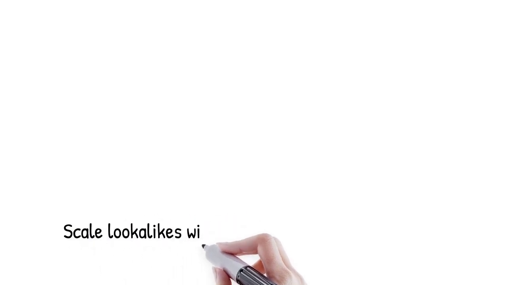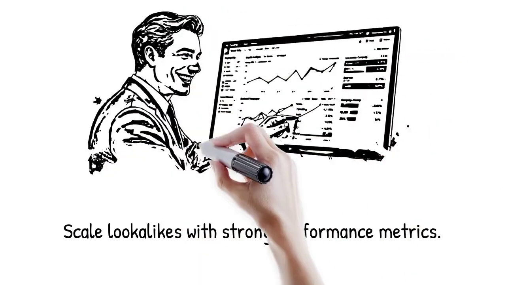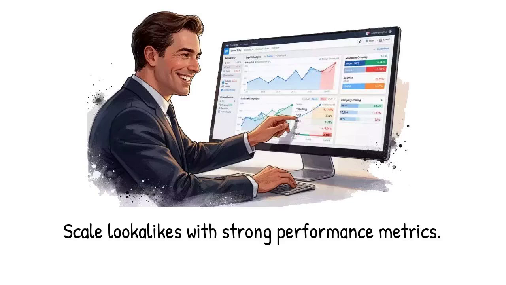When to scale a lookalike audience. Scale when CTR is strong, CPC is low, add to cart rate is healthy, ROAS is stable, frequency is under control. Scale slowly. Increase budget by 20 to 30% every 48 hours.